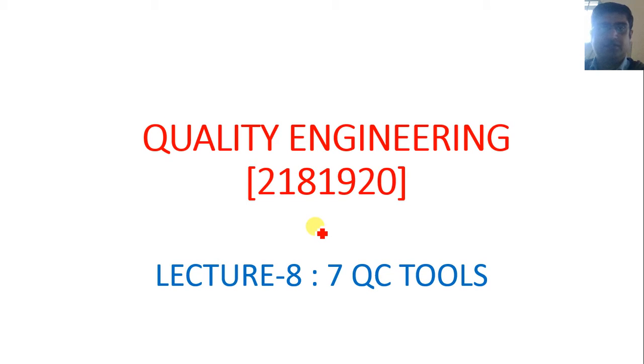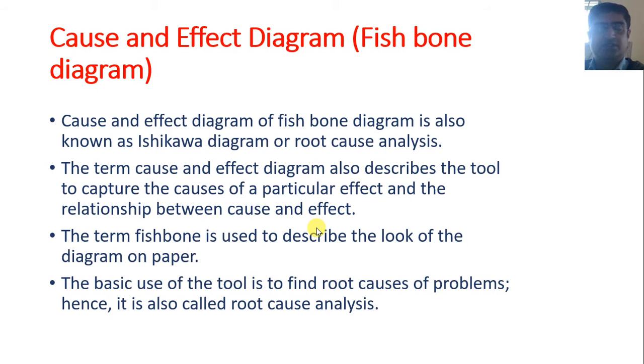Hello everyone, welcome to the 8th lecture of the Quality Engineering subject, and today's topic is the 7 QC tools. This is a continuation lecture of the 7 QC tools. Here is the third tool of quality control, which is the cause and effect diagram, also known as the fishbone diagram.